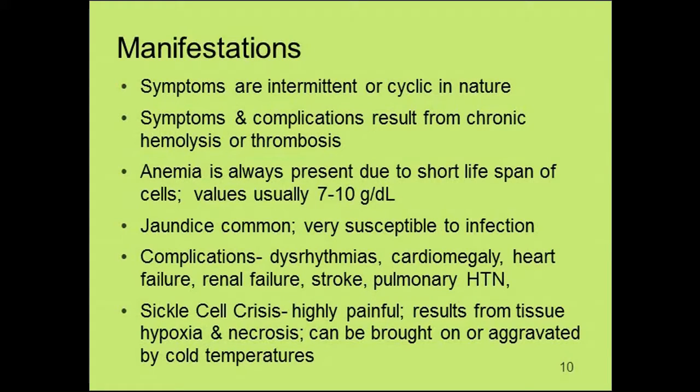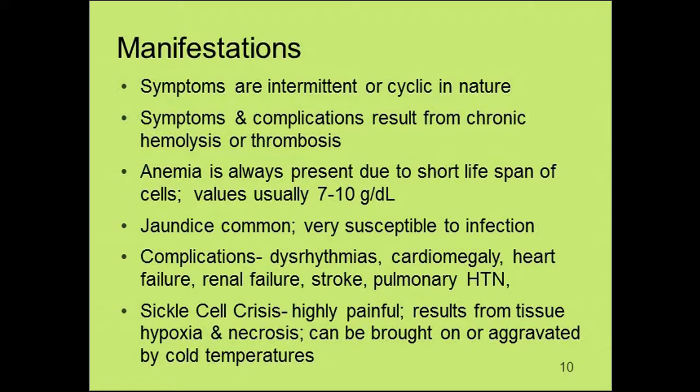Certain manifestations of sickle cell disease, the symptoms are very cyclic in nature, meaning they're intermittent, they're going to come and go. They will have sickle cell crisis, it'll resolve, they'll be okay, and then it'll trigger and come back again. Complications result from chronic hemolysis or thrombosis. So again, sickle cell is a hemolytic anemia, so it is premature destruction. Okay, so our complications come from the hemolysis or thrombosis from them sticking together.